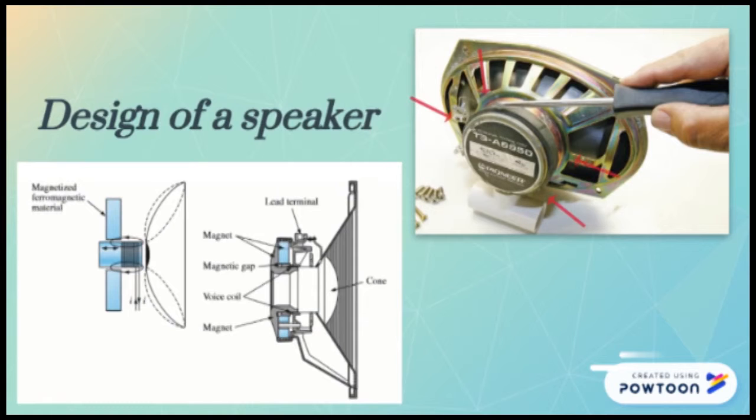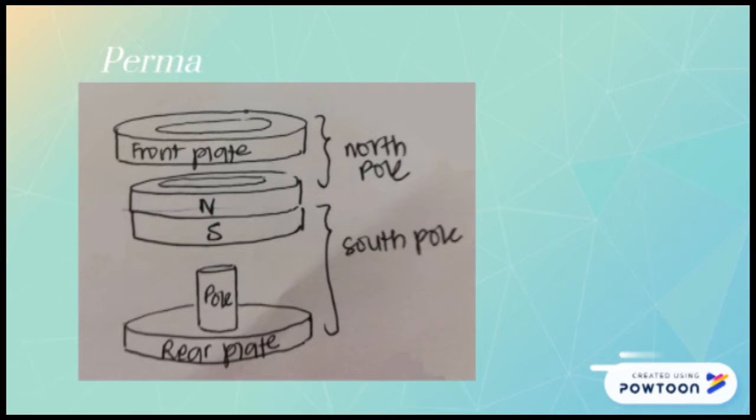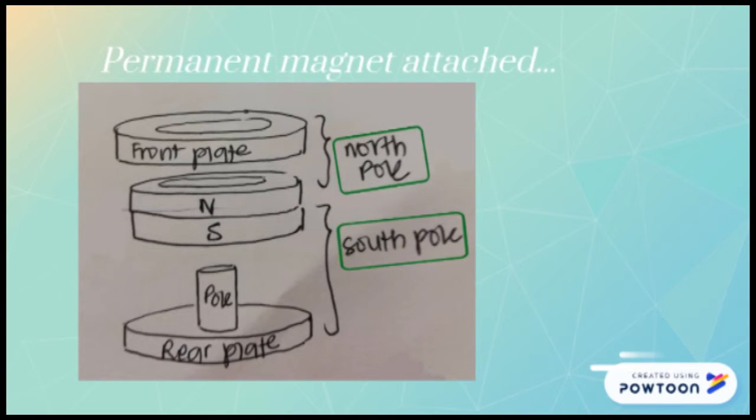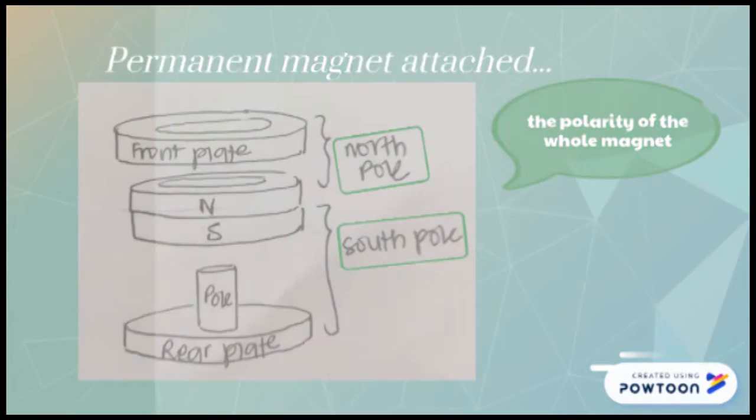Do you ever notice the speaker has a heavy magnet attached at the back of the speaker's cone? The permanent magnet attached is assembled with two different types of plates, which are a front plate and a rear plate with a pole piece. The green box on the right shows the polarity of the whole magnet.